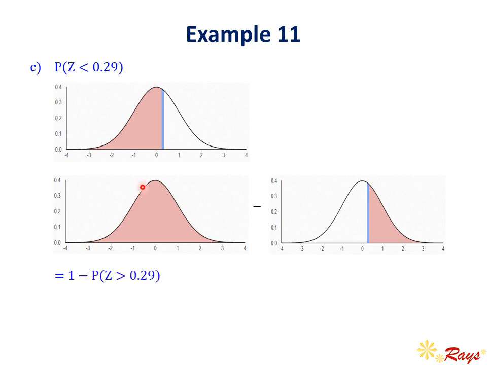The probability for the whole area is 1, and now we can find the probability for Z greater than 0.29 from the standard normal table. From the table, we found that the probability for Z greater than 0.29 is 0.3859. Therefore, the answer for the probability of Z lesser than 0.29 is 0.6141.